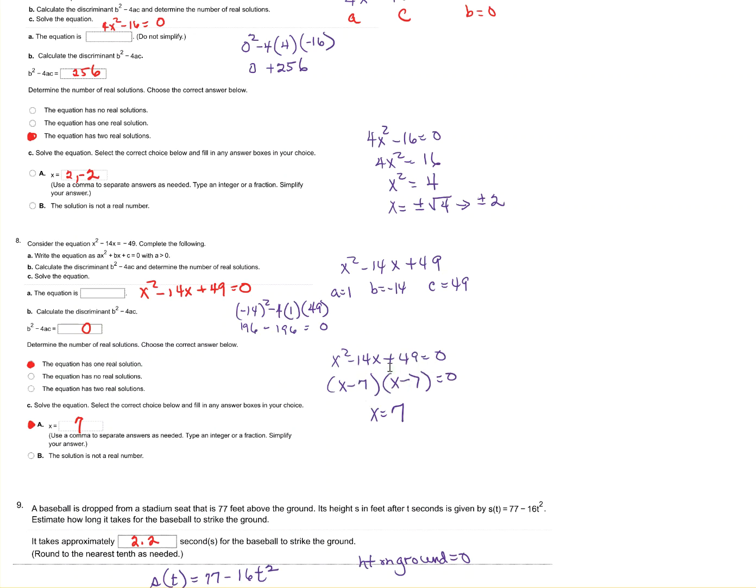And what multiplies to give you 49? 7 and 7, and that will add up to 14, and you get x is 7 is your solution.